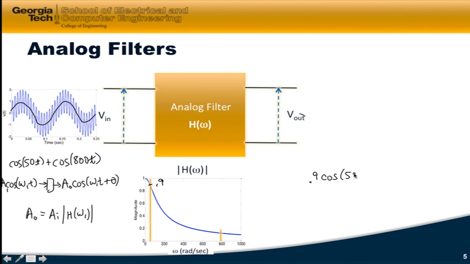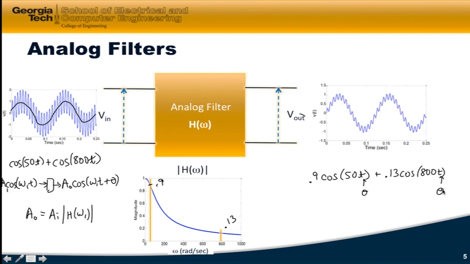cosine 50t. And I do the same thing for this other component of the signal. At 800, I look at 800. That's about, say, 0.13. And so I have 0.13 times the input amplitude, which is 1, gives me the output amplitude. And then I might have some phase lag in there.